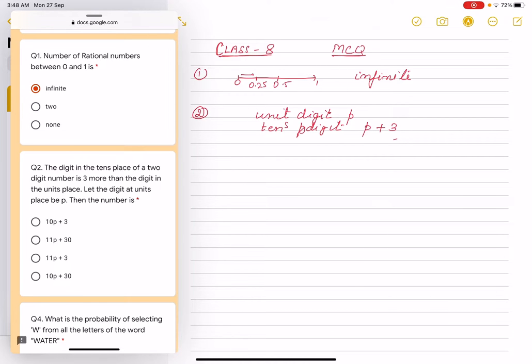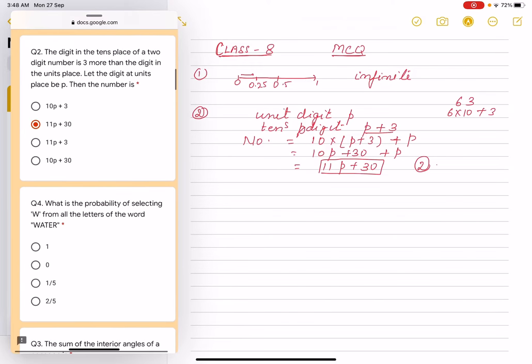So, what will be the number? Any number is found by multiplying the digit by its place value. If it is 63, we write 6 into 10 plus 3. So, what is the tens digit? It is 10 into P plus 3, and I add the digit in the ones place. What is that? P. So, what is the number exactly? It is 10P plus 30 plus P. So, it is 11P plus 30, and so we see the options. Which option is correct? B option. The second option is correct. So, 11P plus 30.